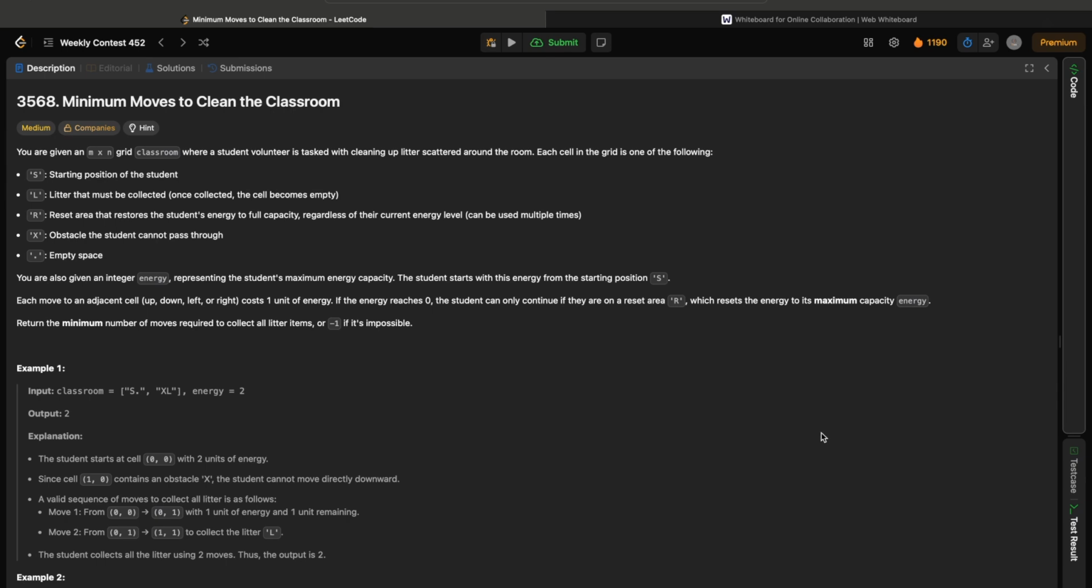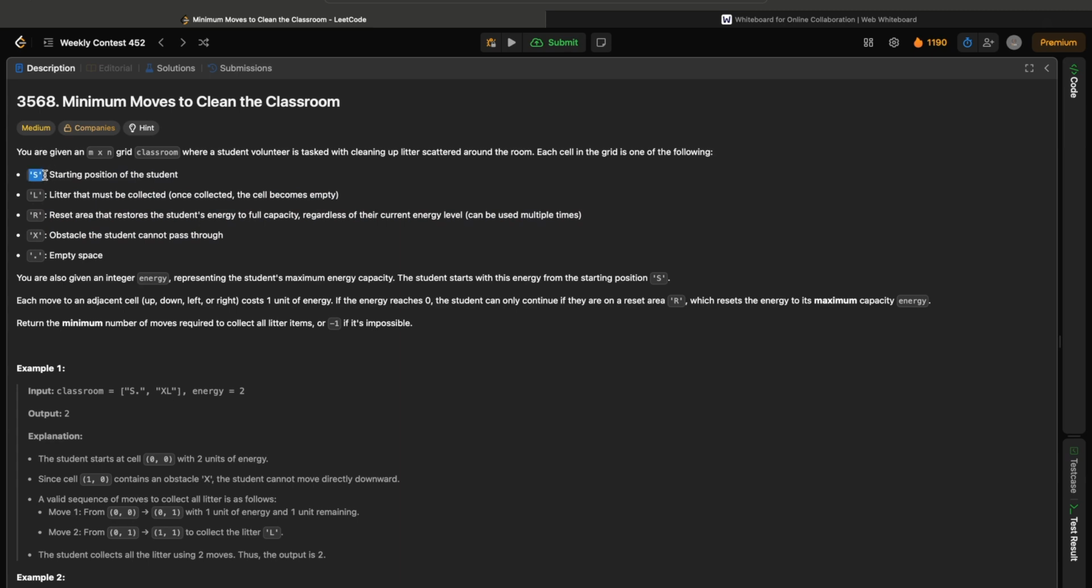And if you code this problem on your own, then this can be a very good problem for interview preparation as well, as a design plus DSA problem. So let's see this problem. In the problem, we are given an M cross N grid, which they call a classroom. And what they stated here is that we need to clean the litter that is scattered inside the classroom, and there is some naming convention that they have used.